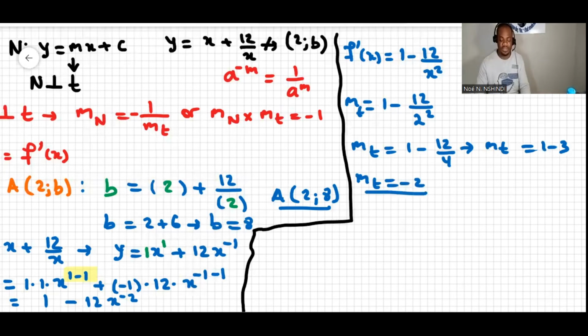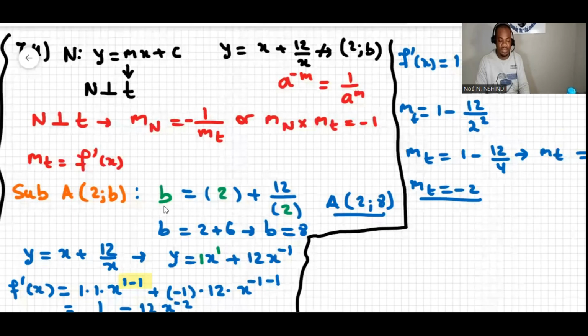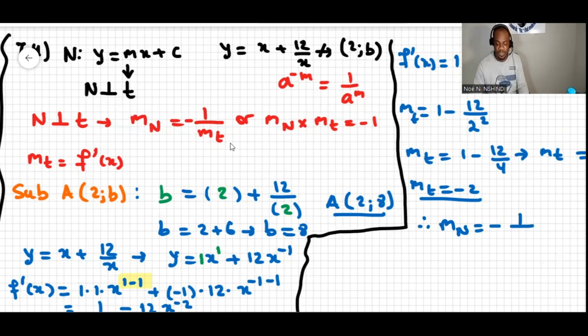Now we said the gradient of the line perpendicular to the tangent must be equal to -1 over m t. So therefore mn, the gradient of the line perpendicular to the tangent, will be -1 over -2. So mn will be equal to a half.